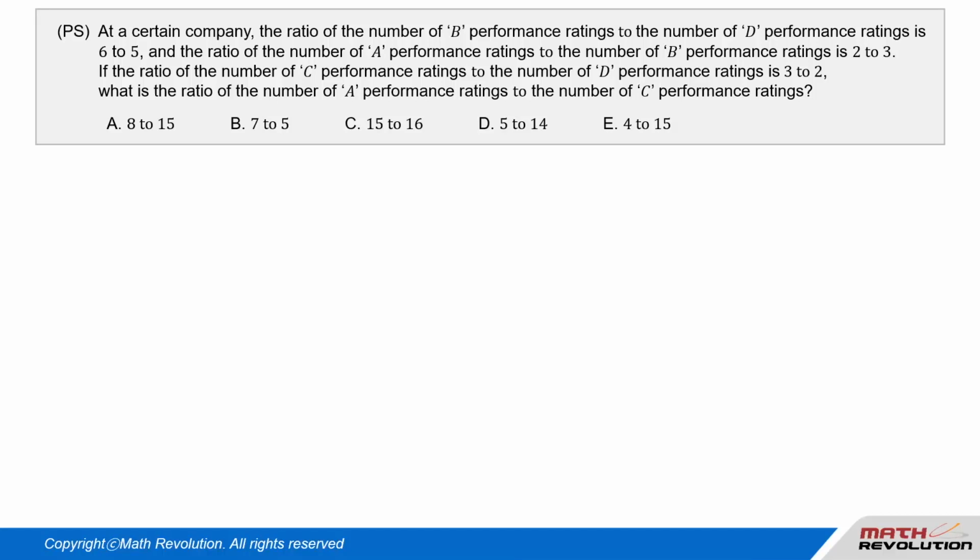Question 1. PS. At a certain company, the ratio of the number of B performance ratings to the number of D performance ratings is 6 to 5, and the ratio of the number of A performance ratings to the number of B performance ratings is 2 to 3. If the ratio of the number of C performance ratings to the number of D performance ratings is 3 to 2, what is the ratio of the number of A performance ratings to the number of C performance ratings?